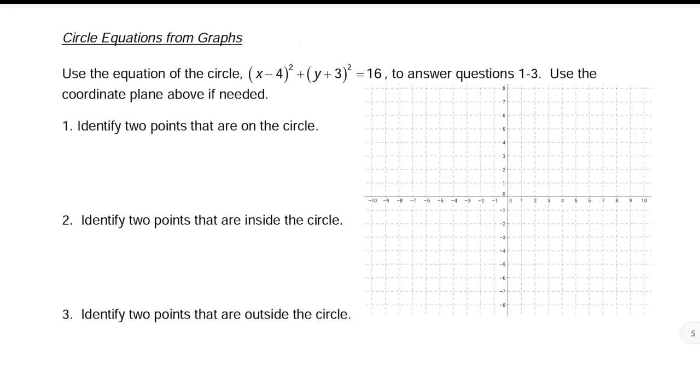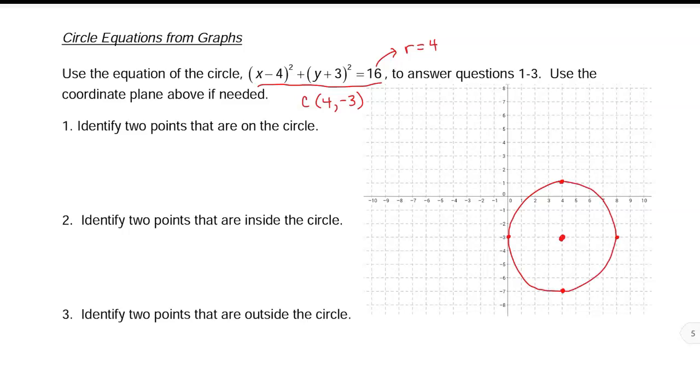We're going to analyze what is happening a little closer. We have the equation of a circle given to us, and we're going to answer a few questions. If we wanted to, we could graph this circle on the graph provided. I will do that to start with. The center of the circle is at (4, -3). The radius of the circle is 4. Here's a picture of that circle.